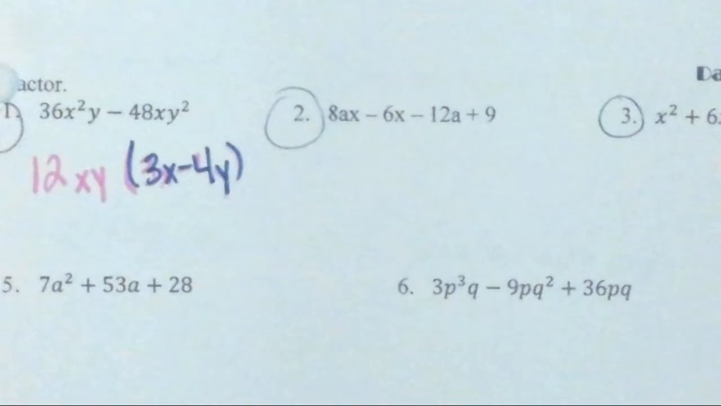Okay, on number 2, how many terms are there? There's 4, so you group it. So, okay, so back to this test that I'm frustrated with. Okay, so you graph it on your calculator.